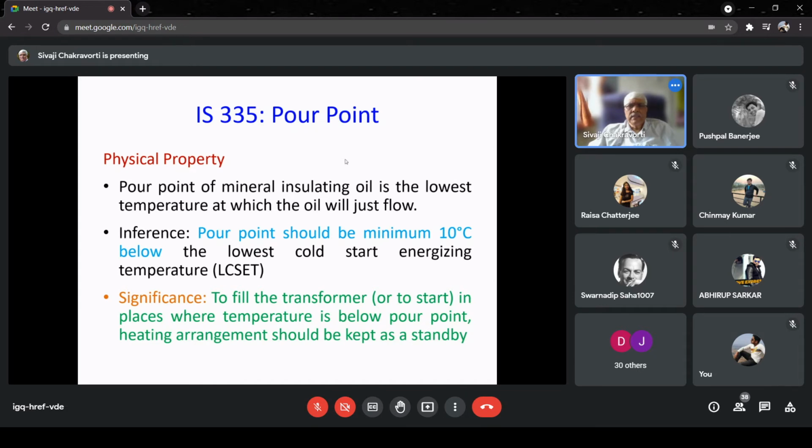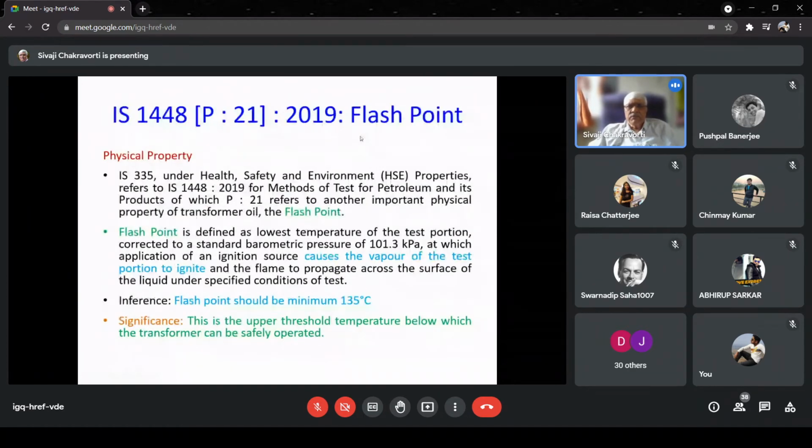Then flash point is the other side. That means when we are increasing the temperature, there is a danger of fire. Typically we make a mistake between flash point and fire point. Fire point is that temperature where oil catches fire spontaneously, whereas flash point is not so. Flash point is that temperature, under normal atmospheric pressure, that is 1 atmosphere, at which an ignition source is required. That means somewhere a flame will be required, and the oil itself does not catch fire; it is the oil vapor that catches fire. Typically, that temperature is 135 degrees centigrade.